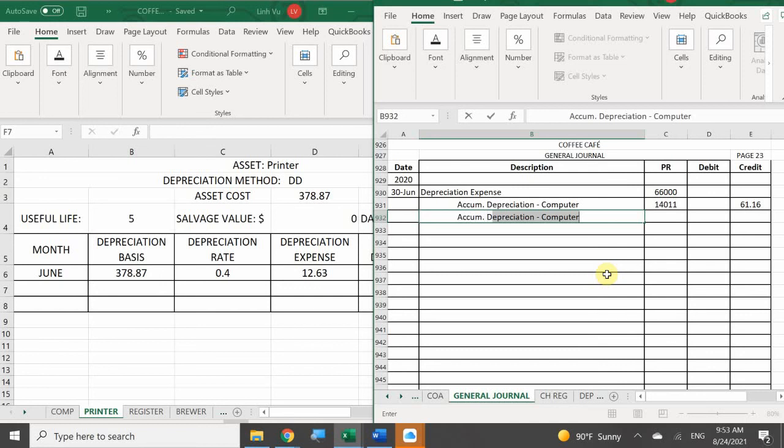Accumulated depreciation for the printer. Okay, which should be 14,021. So how much am I going to depreciate my printer? $12.63.